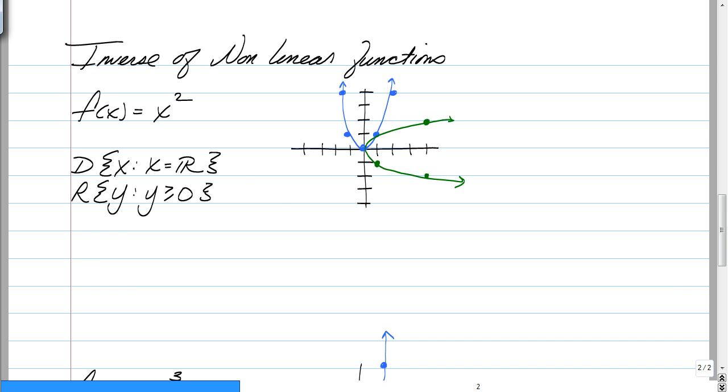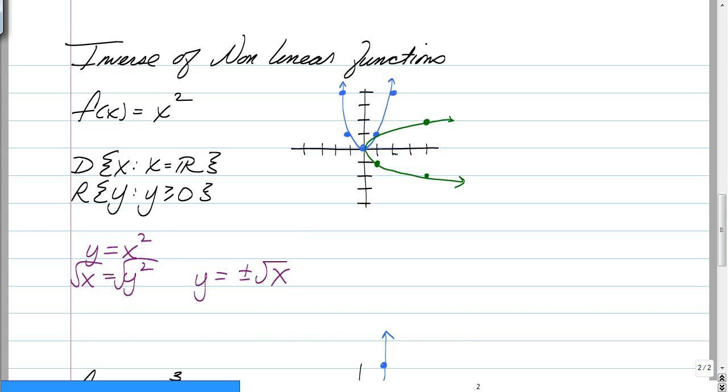And another thing, though, you could do this algebraically. So we know that y is equal to x squared. So to take an inverse algebraically, we switch this to x is equal to y squared. Now to get y by itself, we just square root both sides, so we get y is equal to plus or minus the square root of x, which is what that graph is.